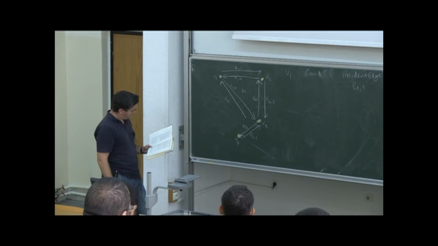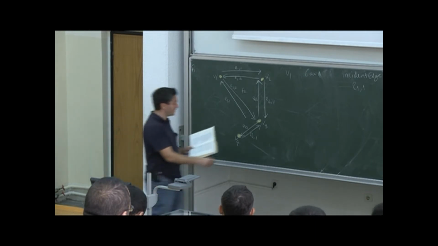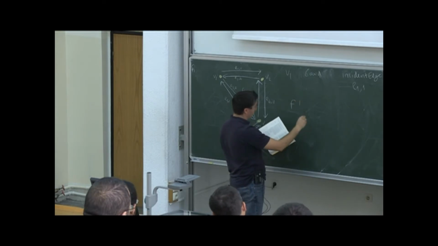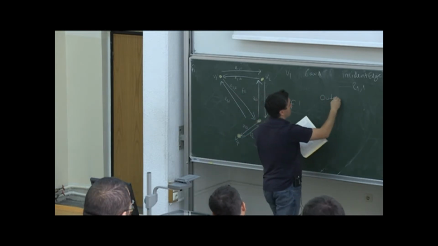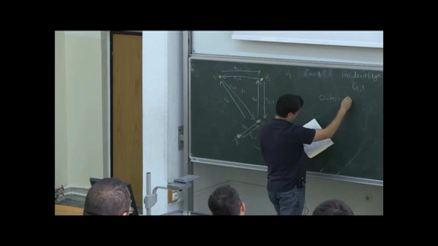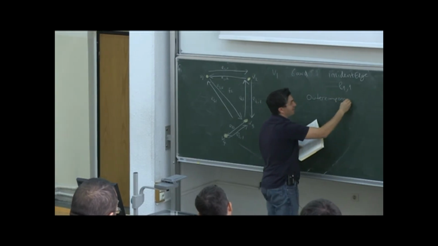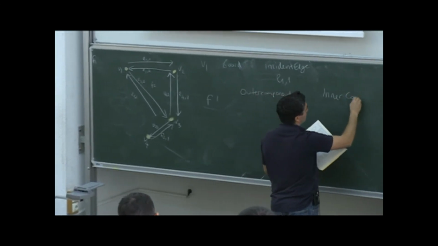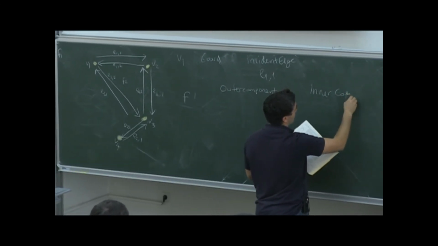And for face records, for face F1, for example, it has an outer component and a list of inner components or inner boundary. It says component, we can also say boundary.